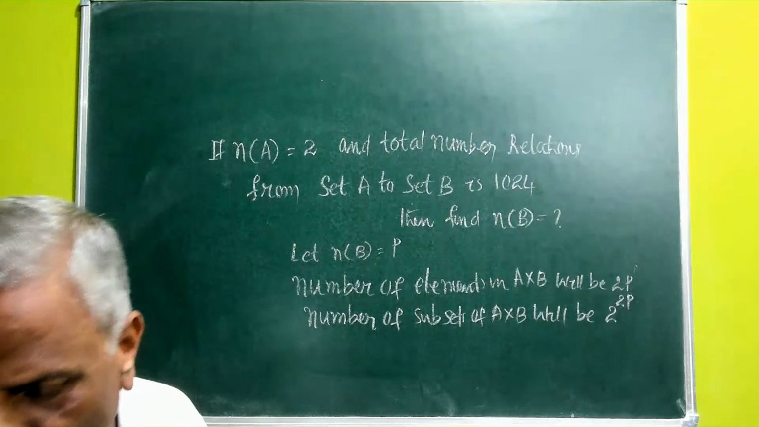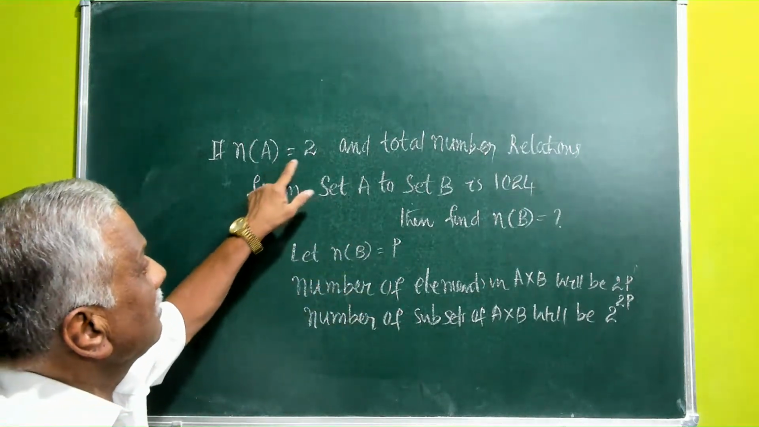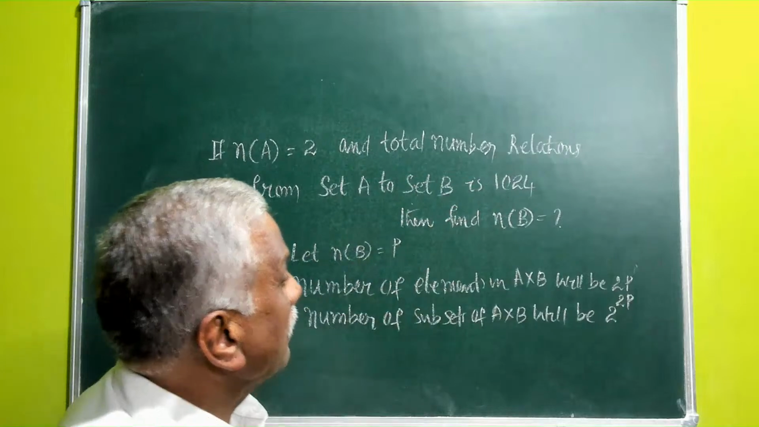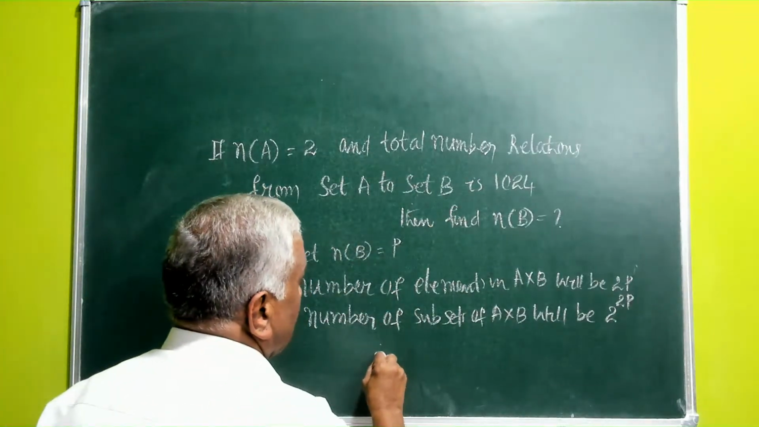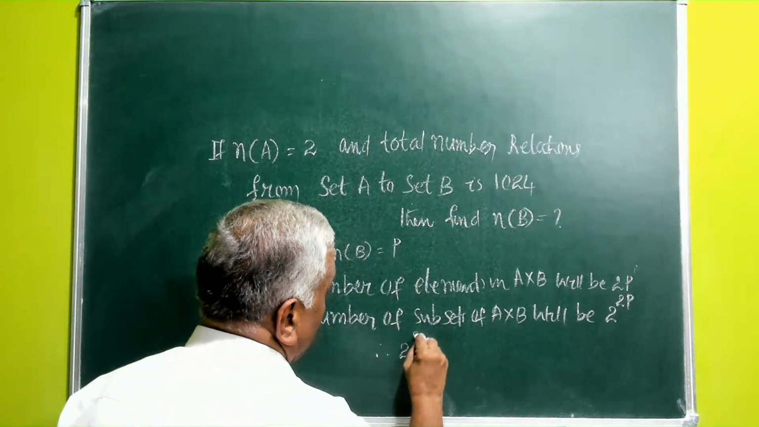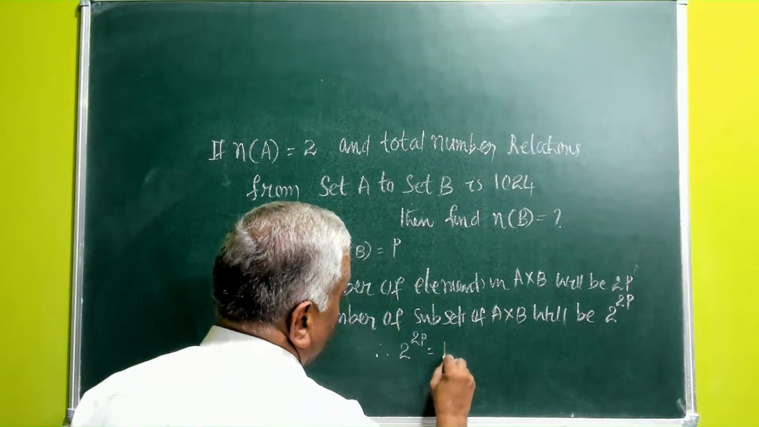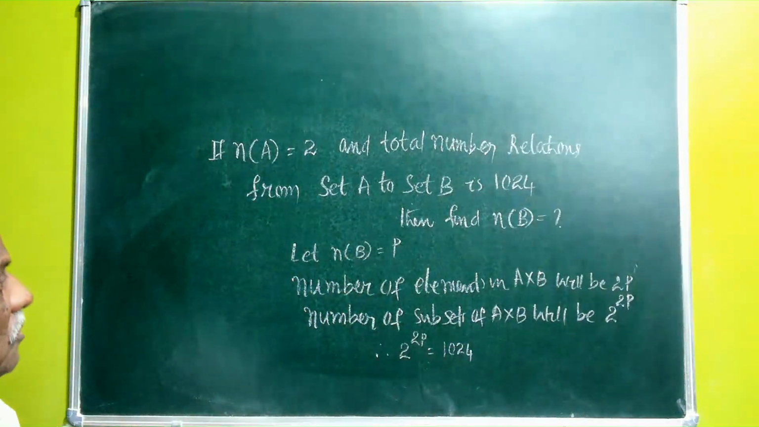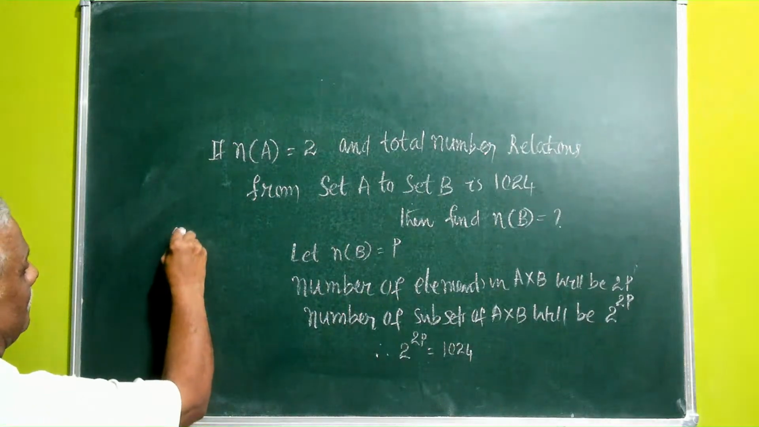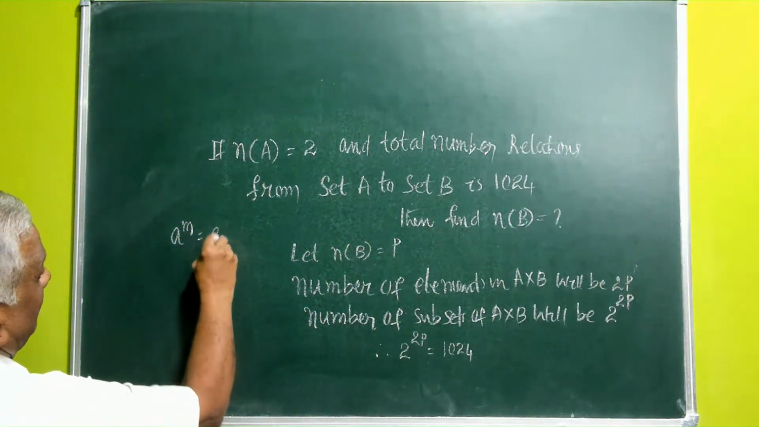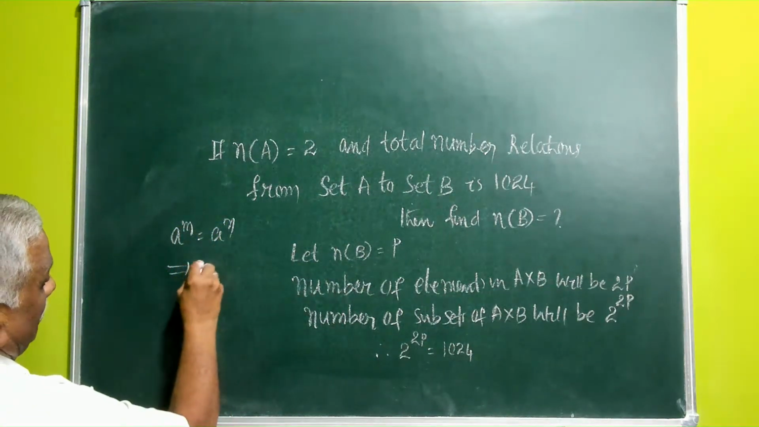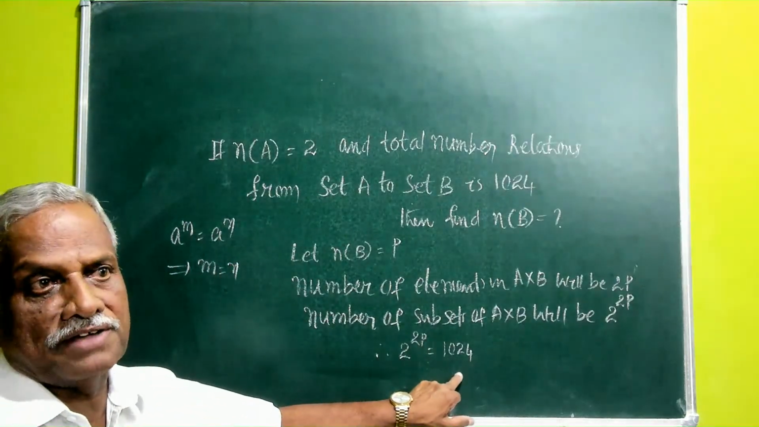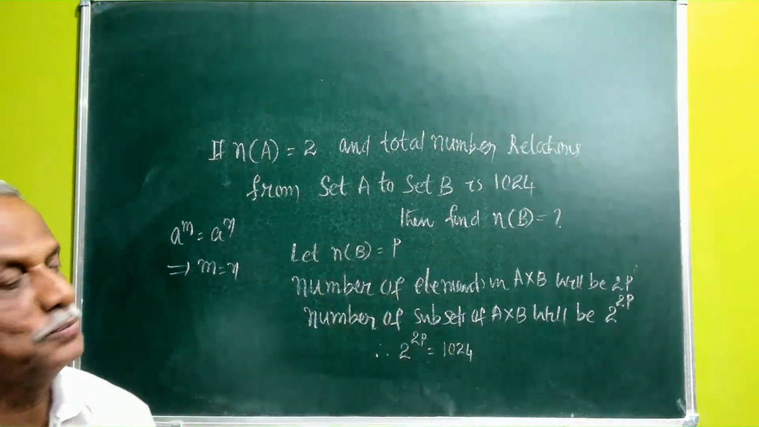So what is given in the problem? n of A is 2. The total number of relations from set A to B is 1024. Therefore, it is given that 2 to the power of 2p is 1024. Now you have to use the formula: a to the power of m is equal to a to the power of n implies m is equal to n. So you have to convert this 1024 as a power of 2.